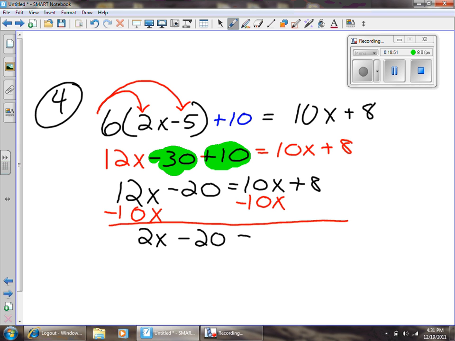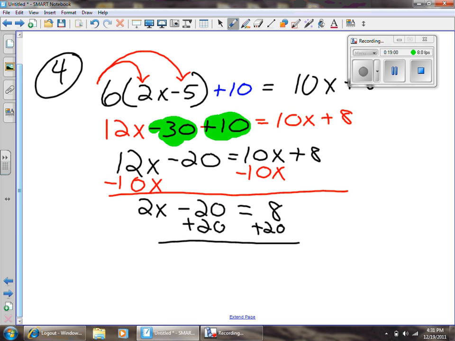Okay. And now it's just a two-step equation. I'll add 20 to each side. I'll end up with 2x equaling 28. X will end up equaling 14 when I divide by 2. There we go. Now I gave you a review sheet. You feel free to go ahead and do some of these problems. Okay? Check out page 1 of the review sheet. It has practice problems of this type. See what you can do with it.